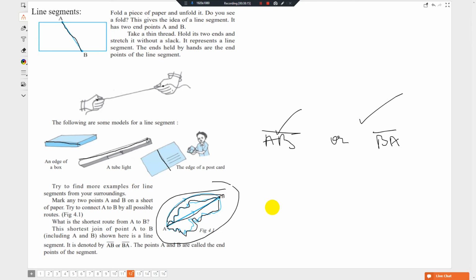The points A and B are called the endpoints of the line segment. The first point is the starting point, and the other point is the last, the ending point. So the starting point and ending point are the endpoints of the line segment.